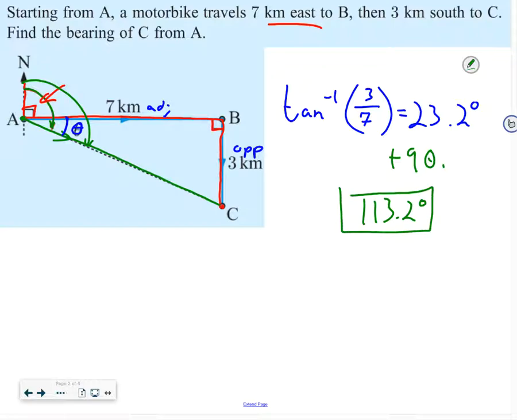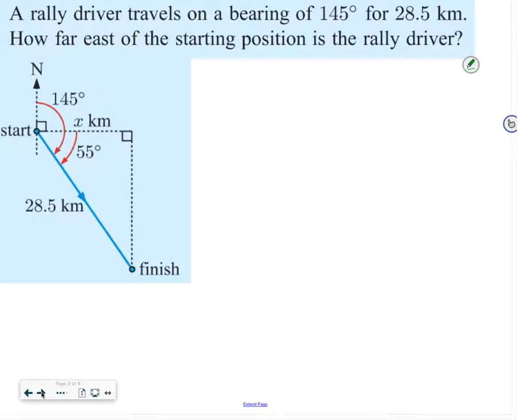Let's look at another example here. In example 2, a rally car driver travels on a bearing of 140 degrees. As we draw our start point, we're going to think of a compass and a compass bearing. So 140 degrees, we're going this far. We know that from north to east is 90 degrees.